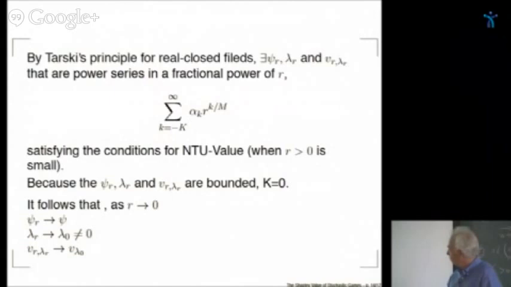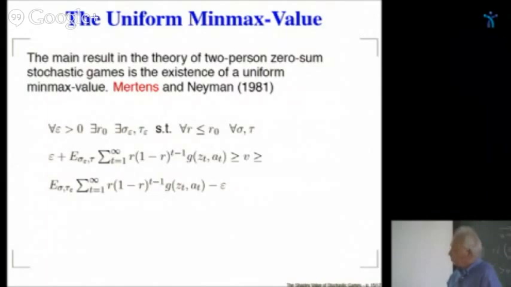Okay, now the main result in the theory of two-person zero-sum stochastic games is the existence of the uniform value, to which I alluded before. It's a mouthful if you haven't seen it before, but basically it says that for every epsilon, there are epsilon-optimal strategies for both players that work up to an epsilon regardless of the interest rate, if it's low enough. So that's exactly what we want. That is the step beyond just solving a single game.